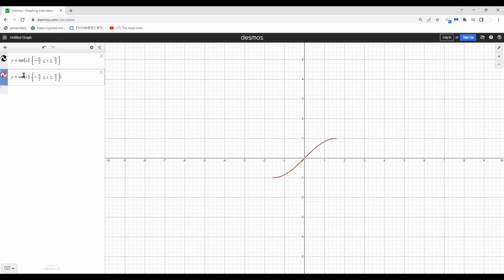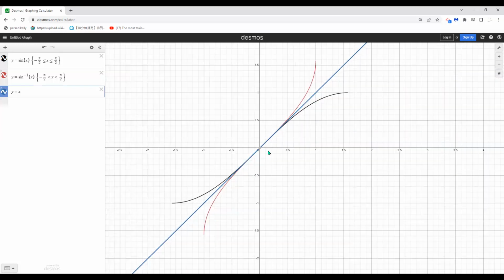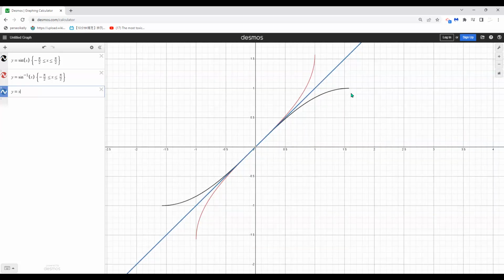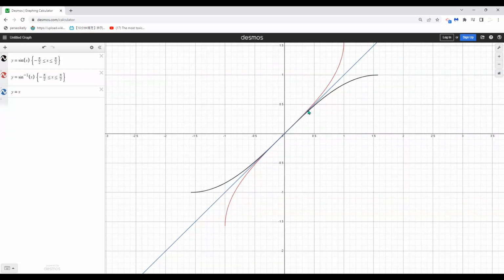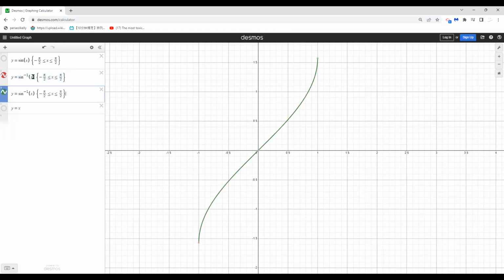Now let's do the same thing, but with sine inverse of x. Can you see? Look, they are reflections about y equals x, mirror images. Can you all see? Okay, very good. So let me just show the full graph of sine inverse x without the restriction on the domain, so in other words, the whole graph.